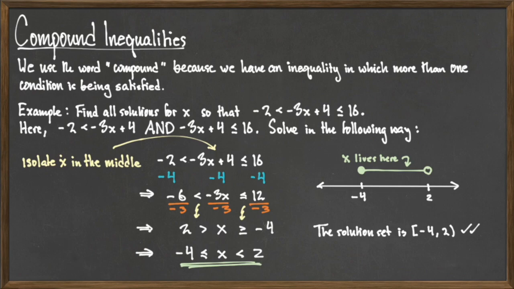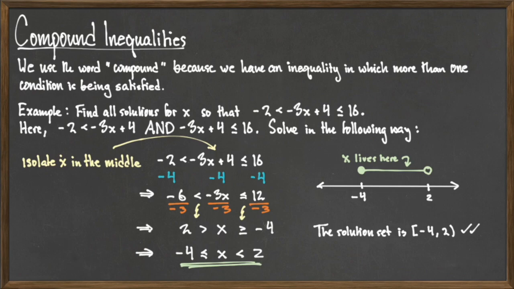So this is the strategy for this type of compound inequality. The goal is to isolate x in the middle using the same kind of moves that we're already used to using. We subtract things from all sides, divide things by all sides, and flip inequalities as needed. And then we see that our solution set has x trapped between two numbers on the number line.